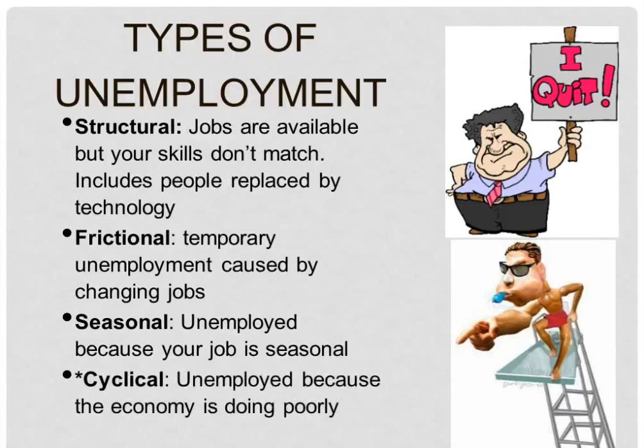Lastly, we have what's called cyclical unemployment, and I've put a star next to that. We'll talk about why in just a minute. But what it is: unemployment caused because the economy is doing poorly. There simply isn't enough demand for goods and services to employ everyone who wants a job. And we'll talk about why that one has a star and why it's such a uniquely interesting one of all four of these. Okay, but these are the four types of unemployment that we have.